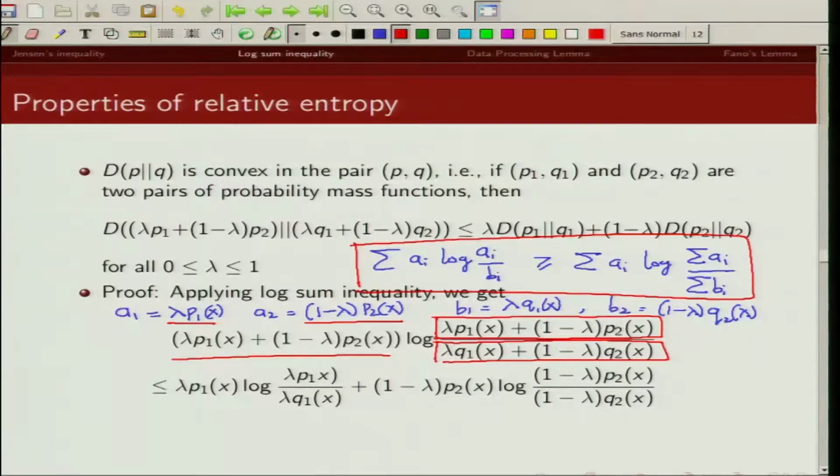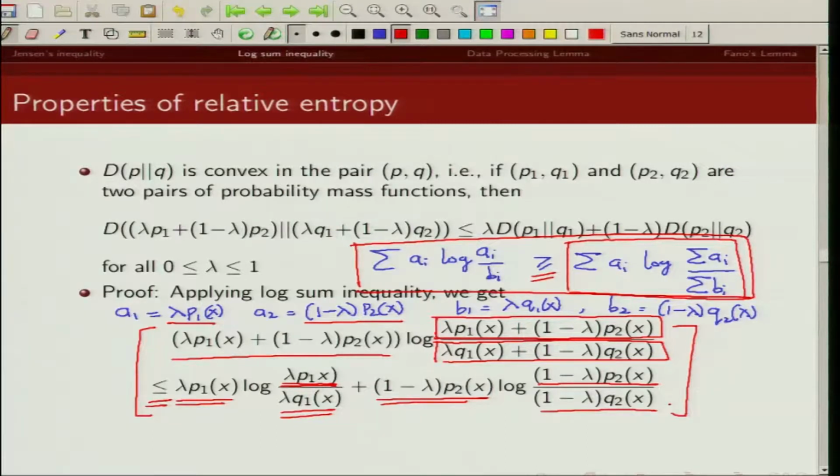Now according to the log sum inequality, this summation is less than or equal to summation of a_i log a_i by b_i, so a1 log a1 by b1 plus a2 log a2 by b2. This is my a1, this is my b1, this is my a2, and this is my b2. This result is just a direct application of the log sum inequality, where I chose a1, a2, b1 and b2 to be given by these.